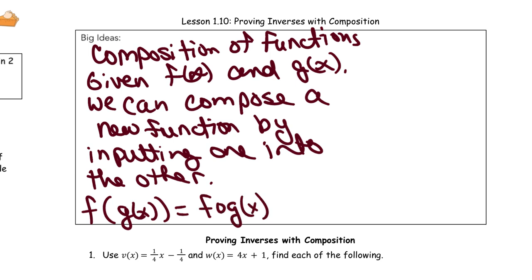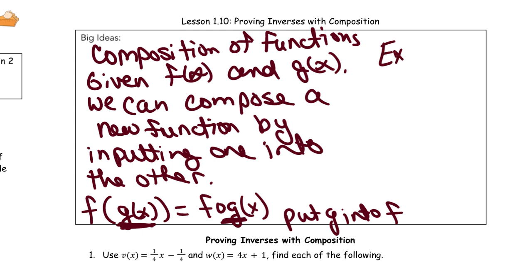This is the one that tends to be a little confusing, but all you have to do is ask which one's on the inside, g. So in both cases, g is your innie that you're going to plug into the outie. So we would put g into f. So let's do an example.